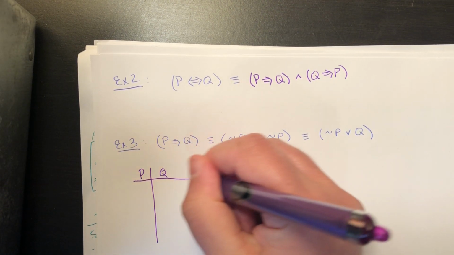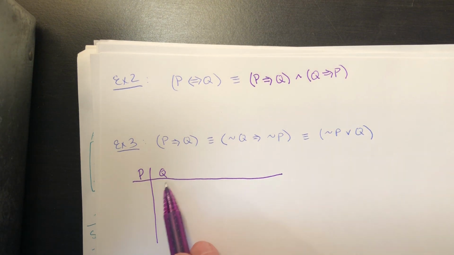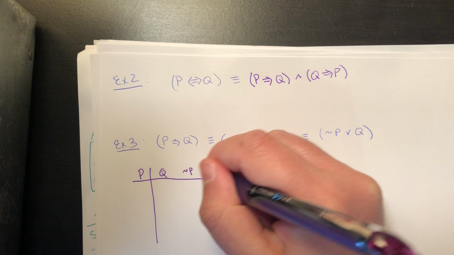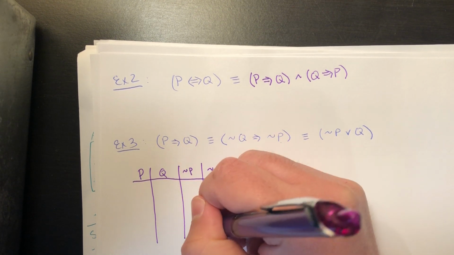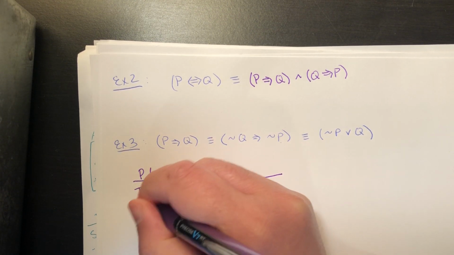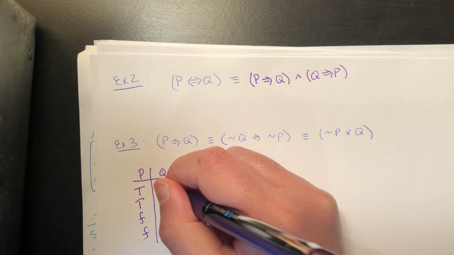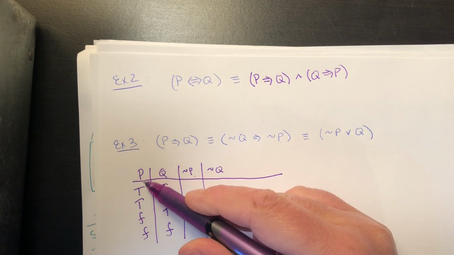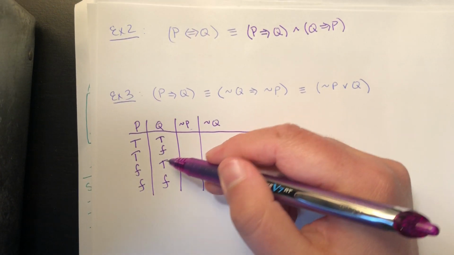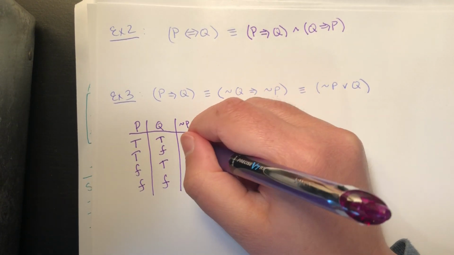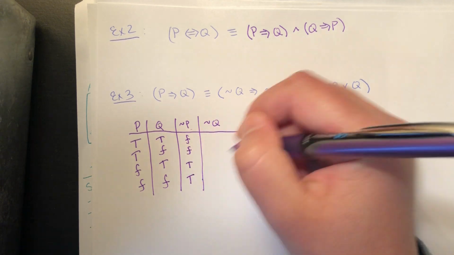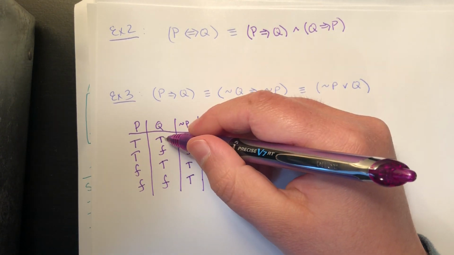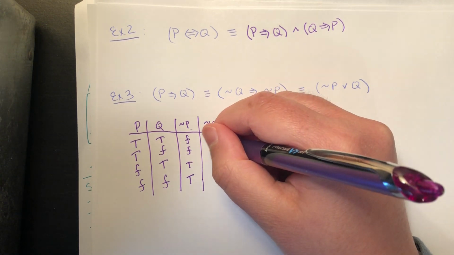All right, let's see. What are we going to need here? I'm going to need a column for not Q and not P. Doesn't really matter the order that you put these in. True, true, false, false. True, false, true, false. The negation of P takes the P column and swaps all the truth values, so this is going to look like false, false, true, true. Similarly, the negation of Q swaps all of these, so it's going to be false, true, false, true.